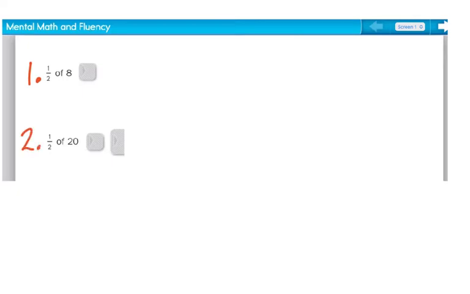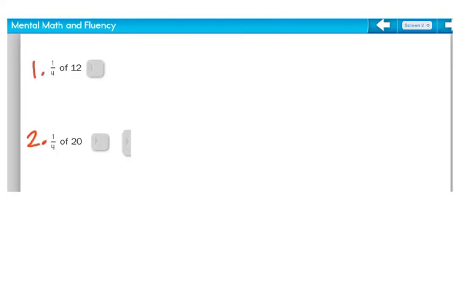So, fraction of a given number. Go ahead and just write your answer to what is 1/2 of 8 and what is 1/2 of 20. So 1/2 of 8 is 4. "Of" means to multiply. So 2 times 10 is 20. Go ahead and erase.